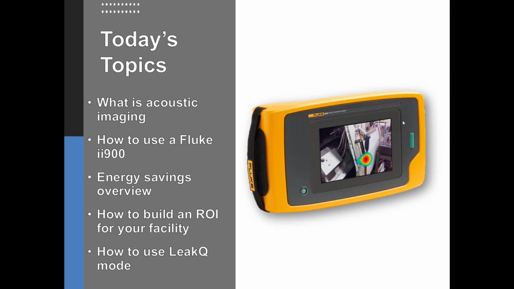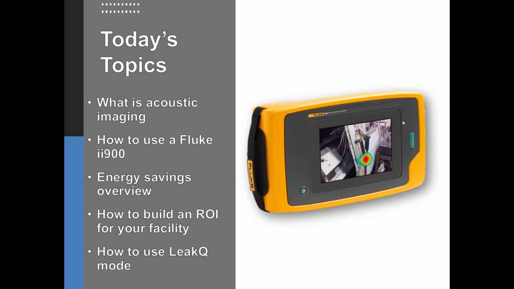Sorry about that. So here's just a quick peek at what we're gonna talk about today. We'll start with what acoustic imaging is and give you an overview of the technology and understand how it's being used and what it's capable of. And then we'll dive into briefly how to use the Fluke ii900, so get specific on the operation of the tool, and then talk about energy savings and how the tool is being used to help customers save money on their energy bills.